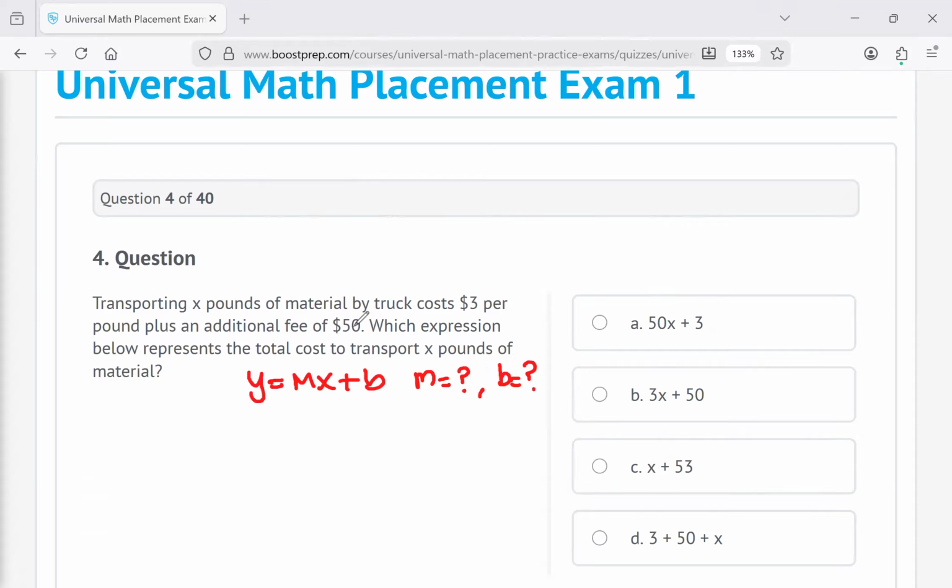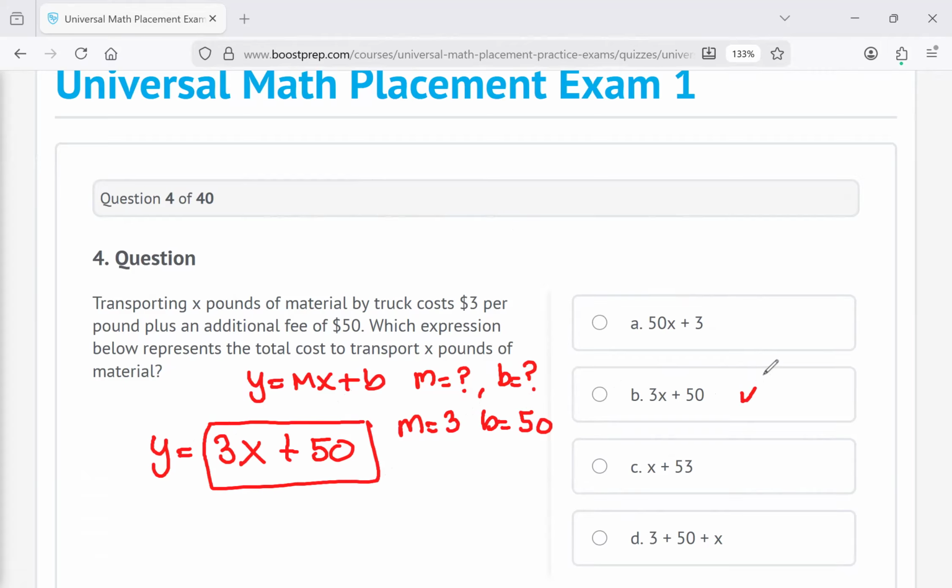So let's see. Transporting X pounds of materials costs $3 per pound. So I think my m is going to be 3 because we don't really know the exact value, right? It's $3 per pound. We don't know how many pounds we're going to use. Plus an additional fee of 50. So 50 is like our starting point, our down payment, right? So our b is 50. So once you know those two values, just put it in the form y equals mx plus b. So it's going to be y equals 3x plus 50. That's it.